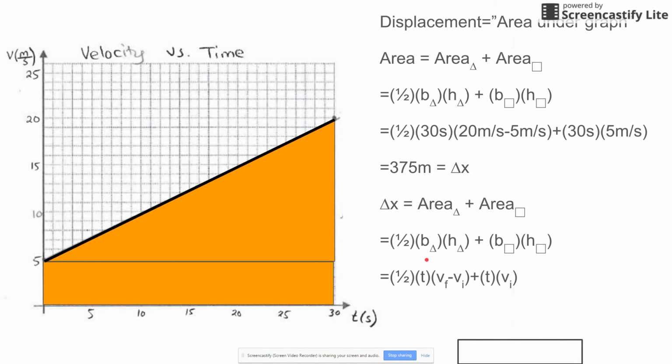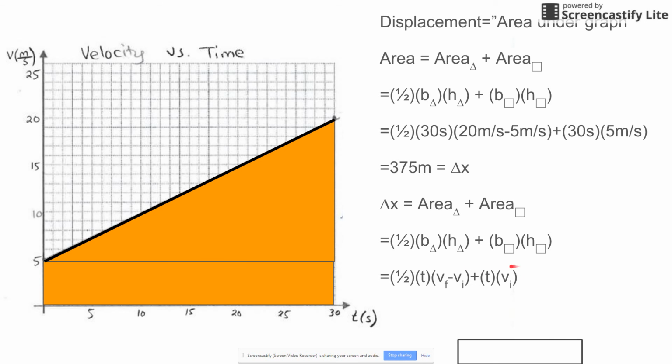But instead of plugging in numbers, I'm going to plug in the variables that correspond to these different heights and bases. For the triangle, we know that it's 1/2 times the base of the triangle. Well, the base of the triangle is equal to this time interval, or 30 seconds. So this would be time. The height of the triangle is going to be equal to my final velocity minus the initial velocity. The base of the rectangle is always going to be equal to the time. The height of the rectangle is always going to be equal to the initial velocity. So if I go from 0 to 5, my initial velocity is 5, and that's equal to the height of the rectangle. So there you go.